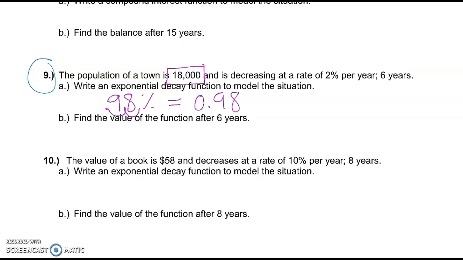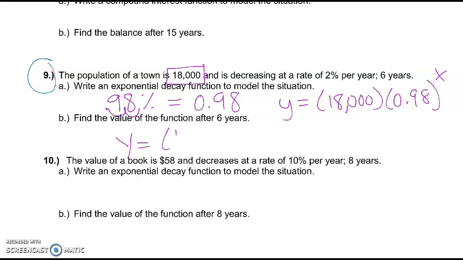So now we have our start and our multiplier. If I'm writing this out, starting value times my multiplier to the x power. All right, remember in the last 2 problems we did, that was growth, so our multiplier was greater than 1. This time we have decay. So we're going to take away the part of the population we're losing. We're losing 2%, so what are we really having left over? We're having 98% of our population left over, so we multiply by 98% as a multiplier, so by 0.98. So now, let's substitute in our 6 for our years.